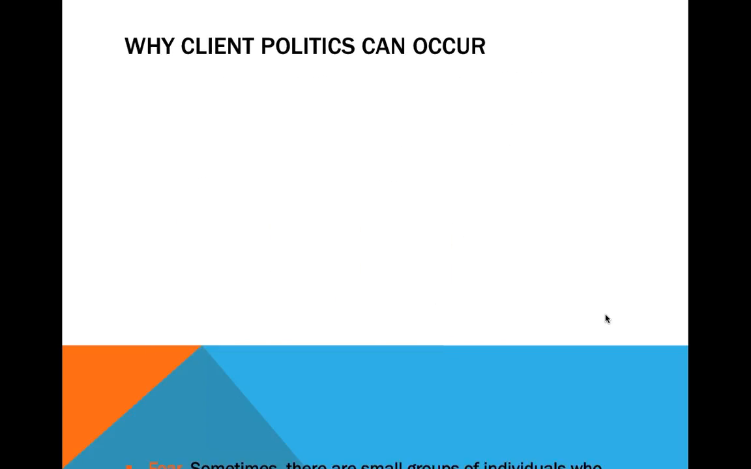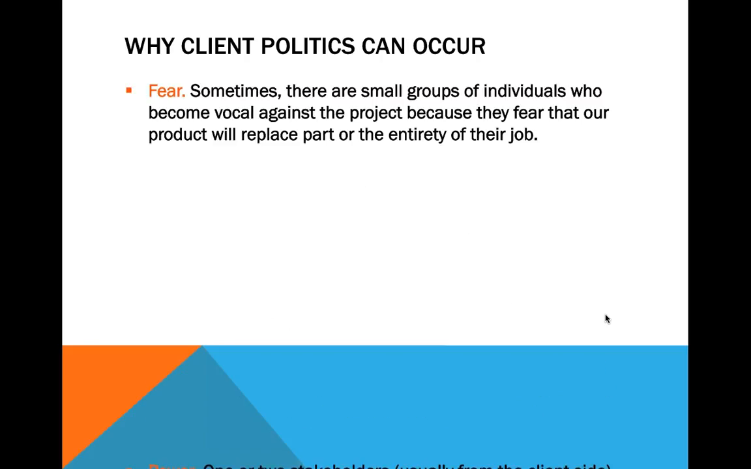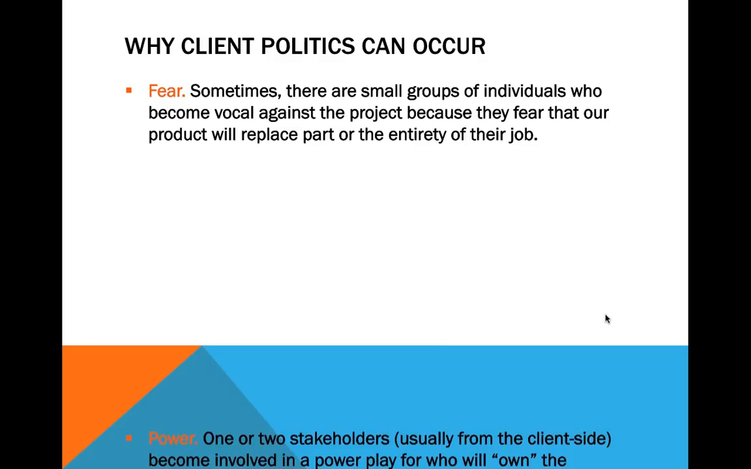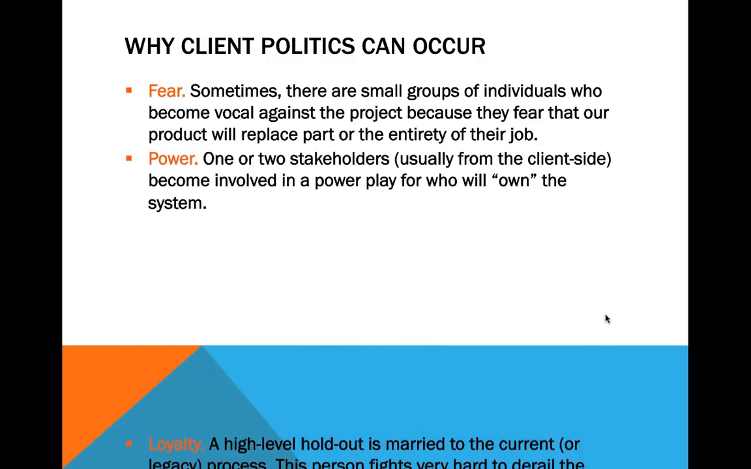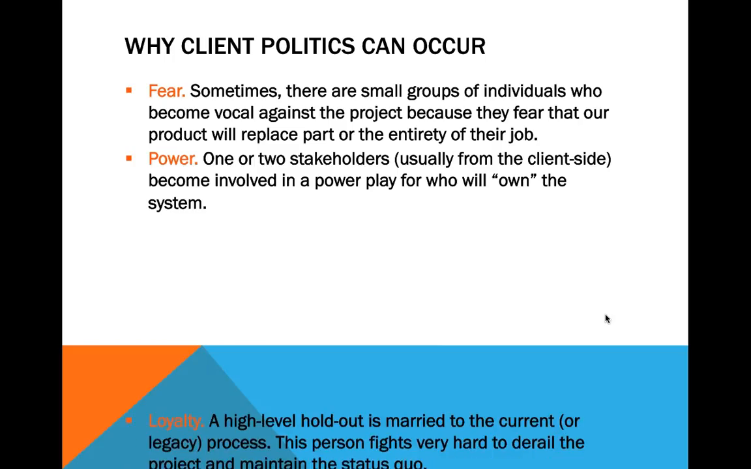Now let's take a look at some reasons why client politics may occur in project management. So first, there's fear. Sometimes you might have a small or a larger group of individuals who become vocal against the project because they fear that this product that is being implemented might replace part or the entirety of their job. The second reason is power. There may be one or two stakeholders, usually from the client side, that become involved in a power play or a tug of war of sorts for who will own the system.